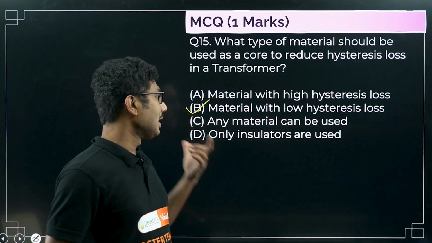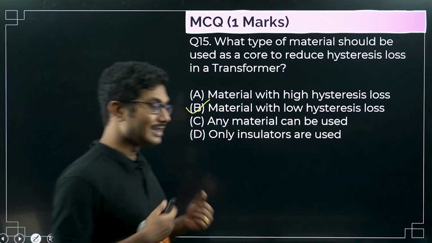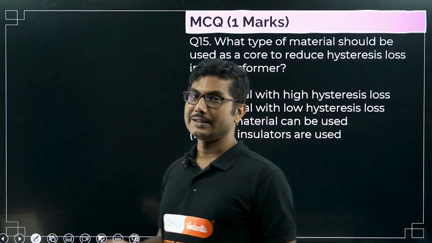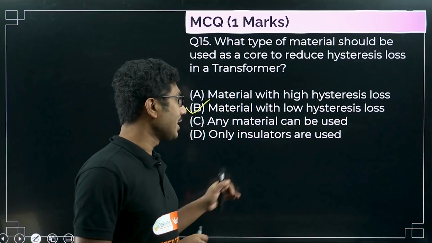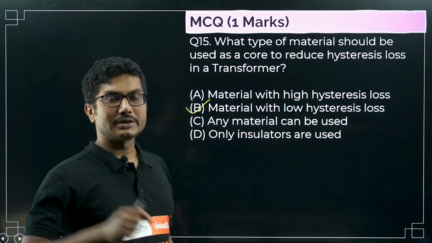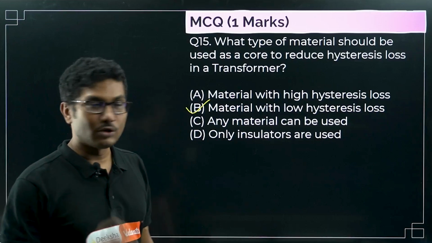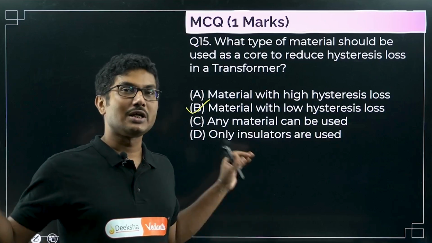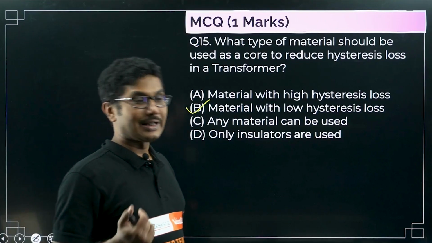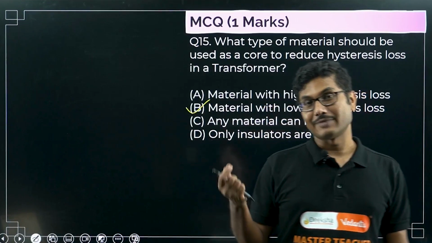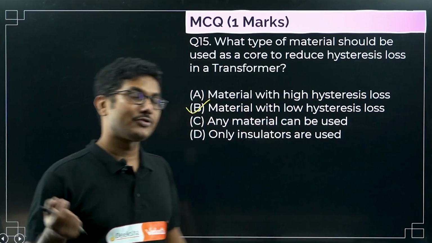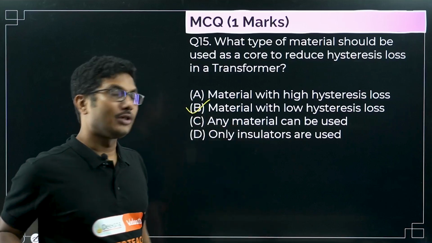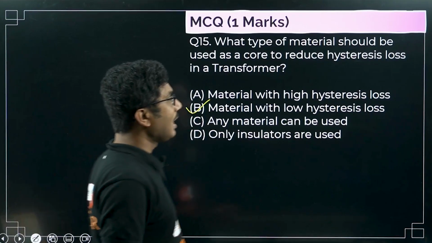If you are using insulators, flux linkage will be very low, and thus we will lose a lot of energy due to flux leakage. That's why we do not use insulators, even though the hysteresis loss for an insulator is 0. You cannot use insulators because the flux linkage is almost negligible in that case, and the energy loss due to flux leakage will be very, very high. We do not want that either. So considering everything, a material with low hysteresis loss is used, for example, cast iron.